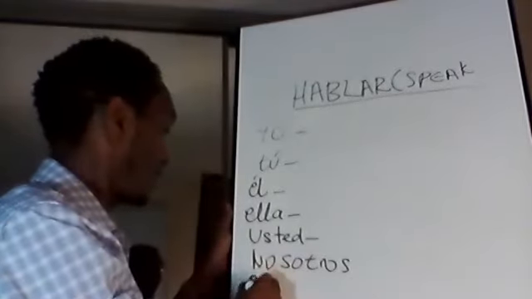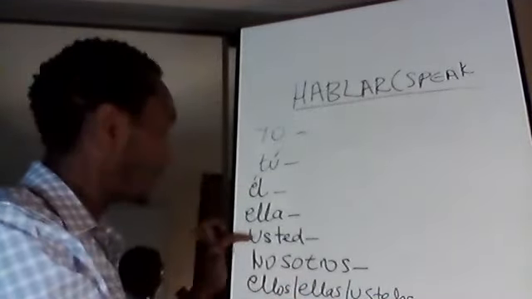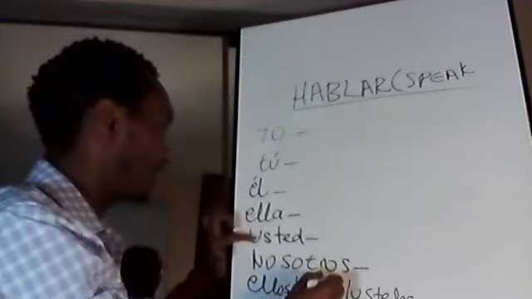Then we have nosotros, which is we. And then we have ellos, ellas, and ustedes. Ellos is the plural of él, ellas is the plural of ella, this is the plural of him, this is the plural of her, and this is the plural of you.